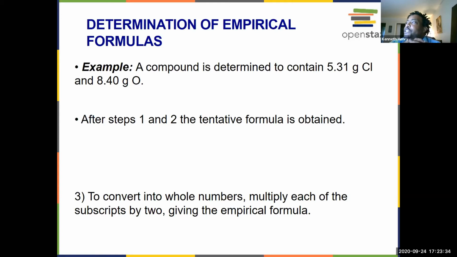A compound is determined to contain 5.31 grams of chlorine and 8.40 grams of oxygen. Determine the empirical formula. That also? We did this one also?